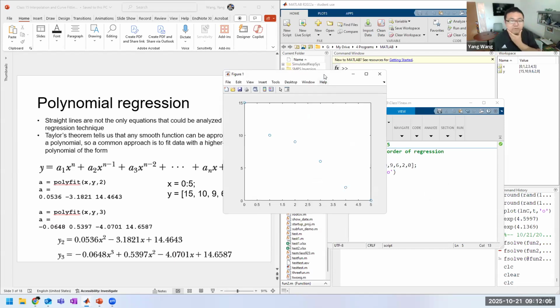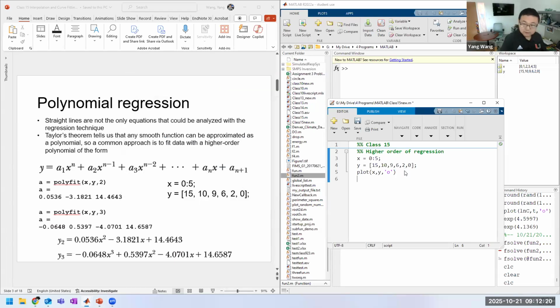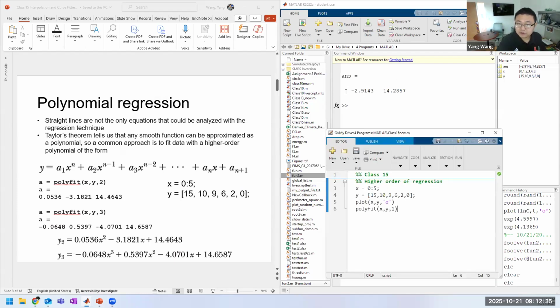So we said that we could do a first order polynomial fit, or the linear fit, to find the line that connects everything, or not connects everything, but represents the data. Okay, so the way we do that is polyfit. We fit x and y with the order of 1, right? We said that if we do polyfit, then it's going to return basically the slope and the intercept.